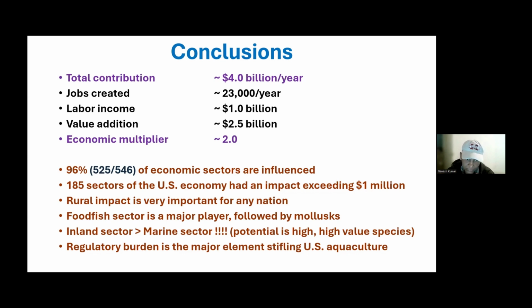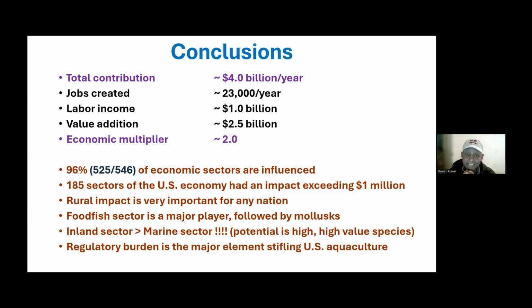And rural jobs to any policymaker are much more important. The revenue that is spent within a rural region is supporting much more than in an urban region. And it's very impactful for the economic development of any particular country. The food fish sector is definitely the major player. Major players like catfish, trout, tilapia, salmon are all playing a major role. And the next one is the mollusk industry dominated by oyster.